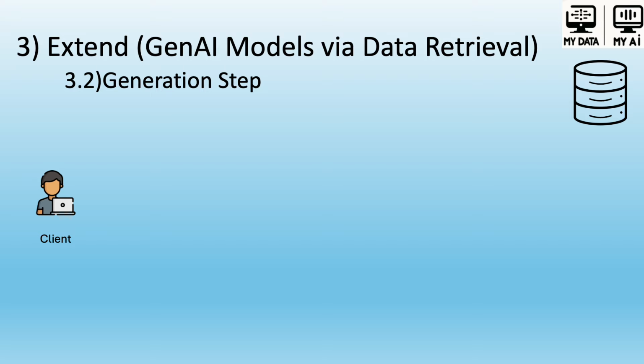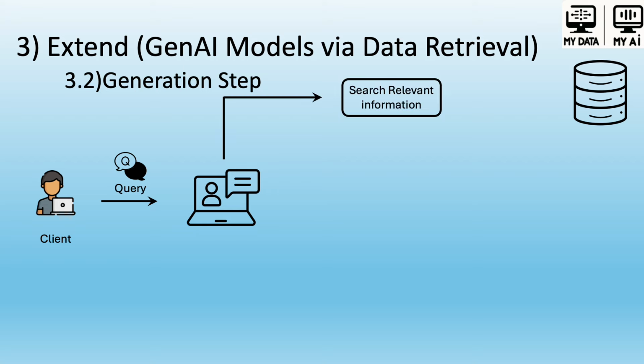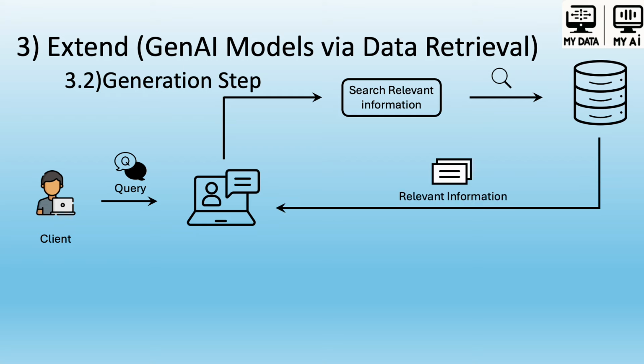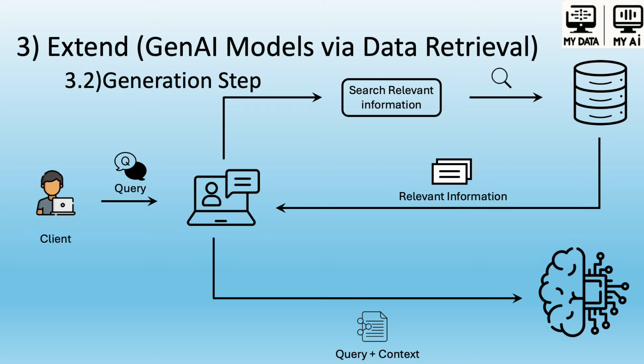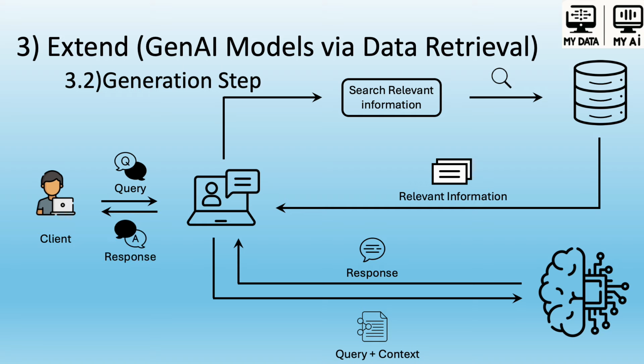We create a custom-built app. So when a customer asks our app a question, the system will search for the relevant information, which is private, and bring it to the custom-built app. Now we go to the LLM and ask the question plus the relevant information, get the response, and give this response back to the customer.